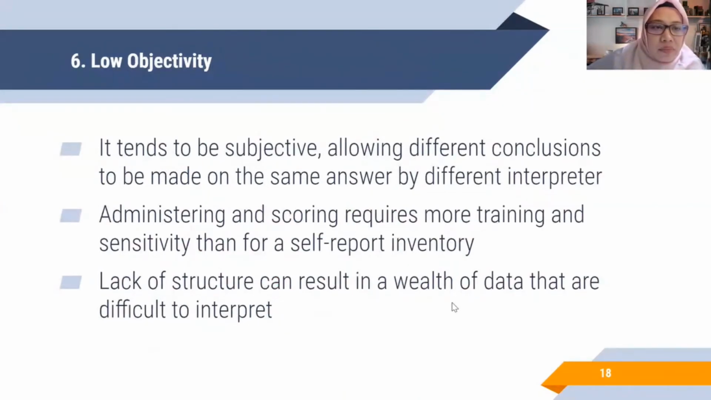And then the sixth characteristic here is more related to the drawbacks of the technique, that it is said by other psychologists or scientists in the field of psychology, that the projective technique has low objectivity, since it tends to be more subjective, allowing different conclusions to be made on the same answer or same test protocol by different interpreters.